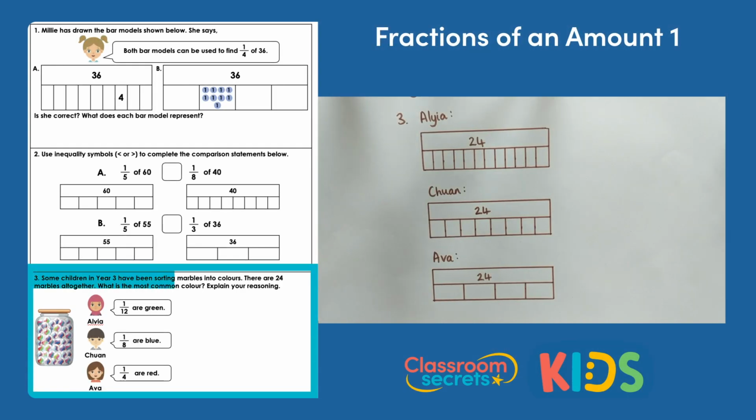Question 3 says, some children in year 3 have been sorting marbles into colours. There are 24 marbles altogether. What is the most common colour? Explain your reasoning. And we have 3 children and they have told us some information. Alia, for example, has told us that 1/12 of the marbles are green.